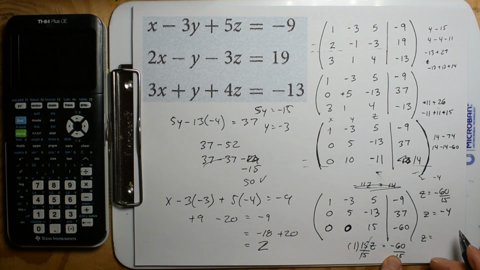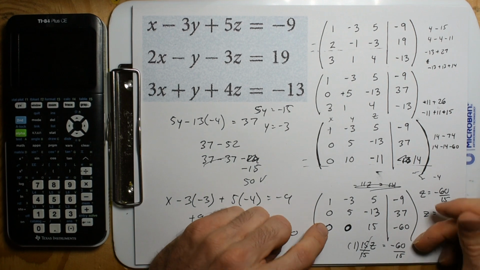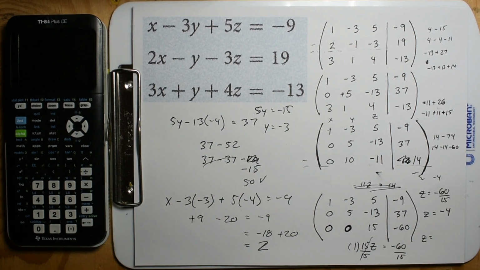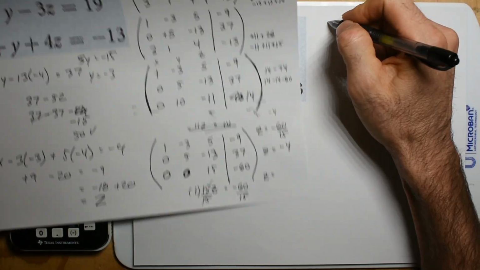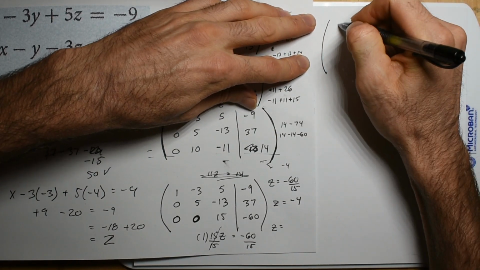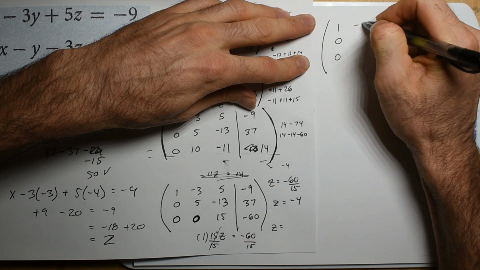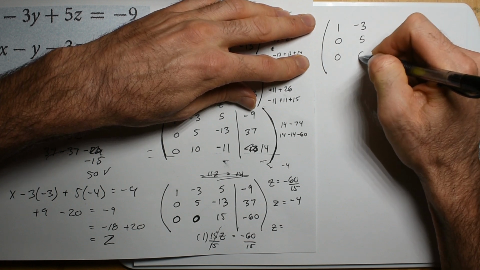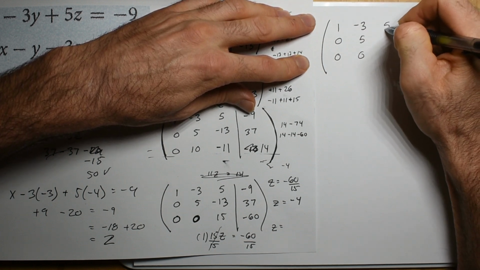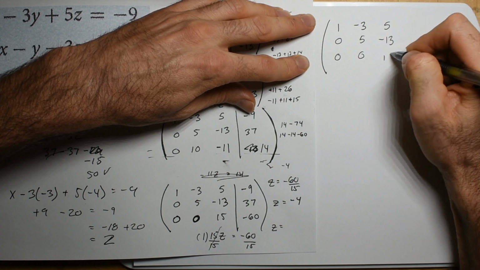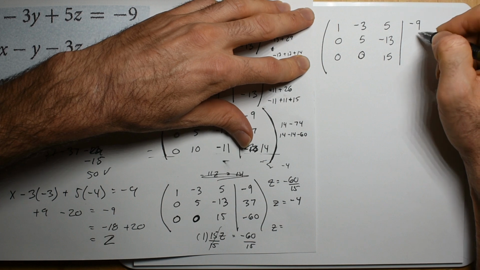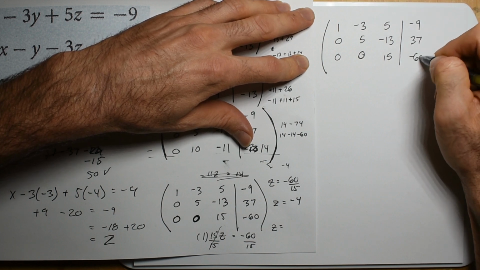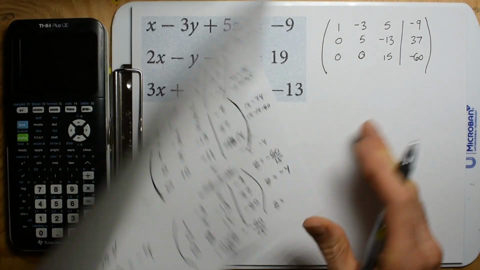But anyway, let's not start over. I got some fresh sheets of paper. I'm just going to rewrite this. Catch you on the flip side. Looks like I didn't rewrite it, but it's always good to. So we got 1 0 0 -3 5 0 5 -13 15 and -9 37 -60.